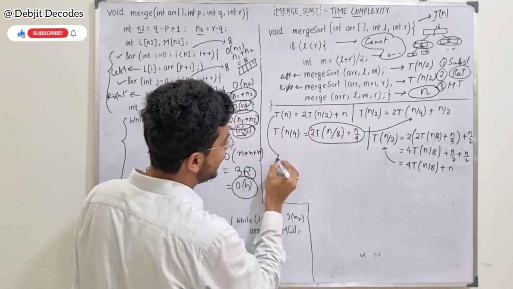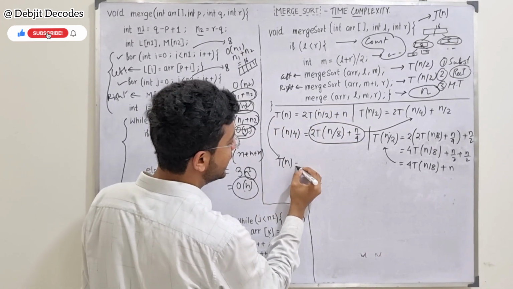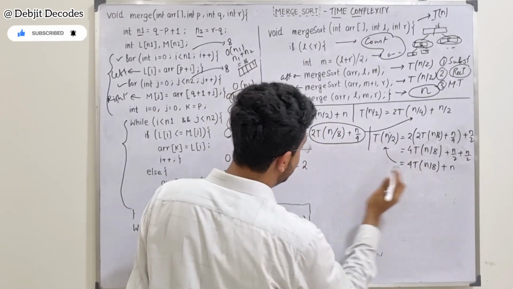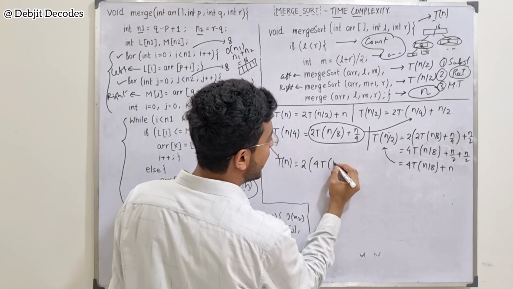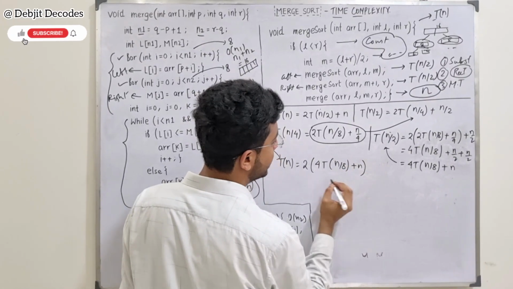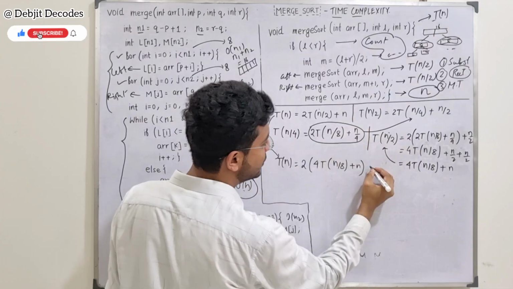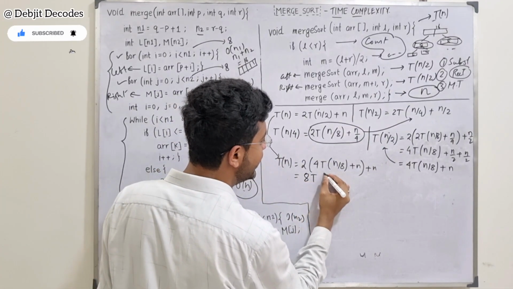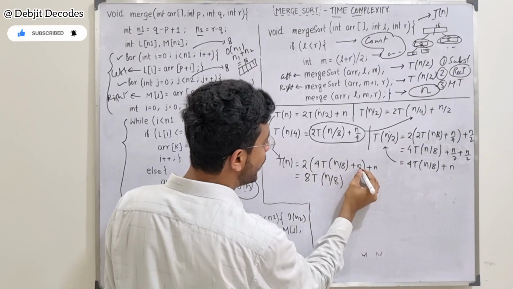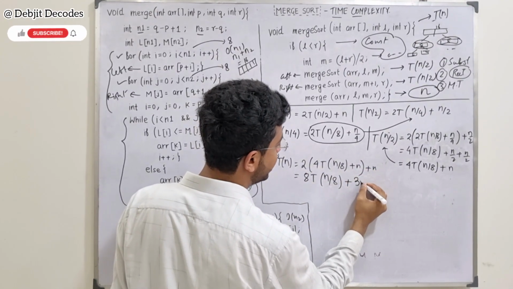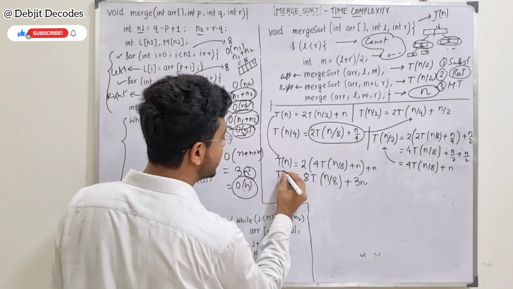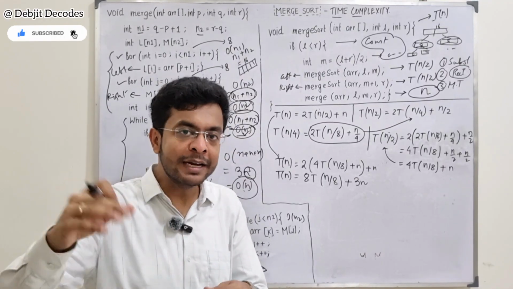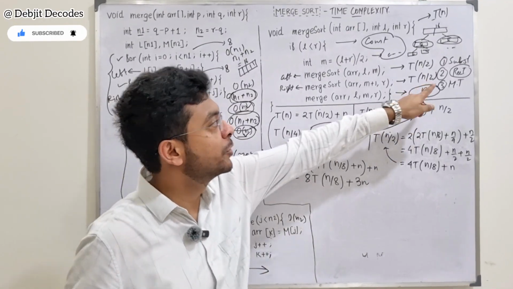So what is T(n) now? T of n equals 2 into T of n/2. What is the value of T of n/2? This one. So we are writing 4T(n/8) plus n, and there is also a plus n, right? So this is nothing but 8T(n/8) plus 2n plus n, that is plus 3n. So T of n is 8T(n/8) plus 3n. You can keep on substituting. That's why the name of this method is substitution.